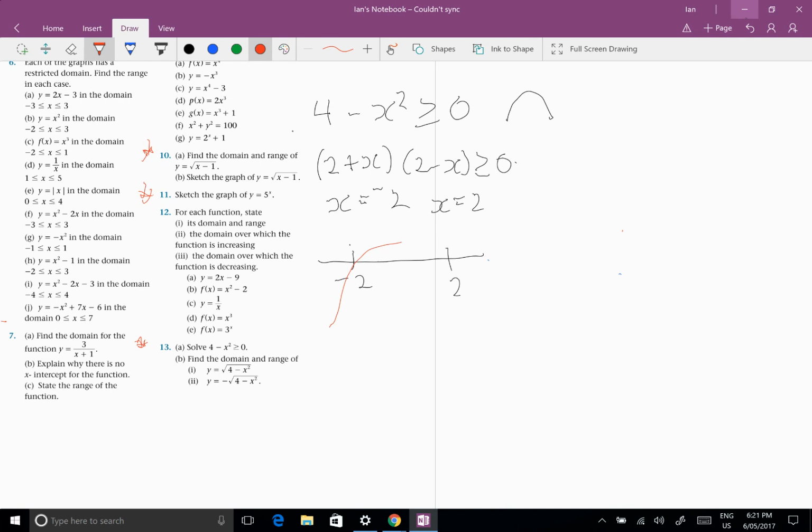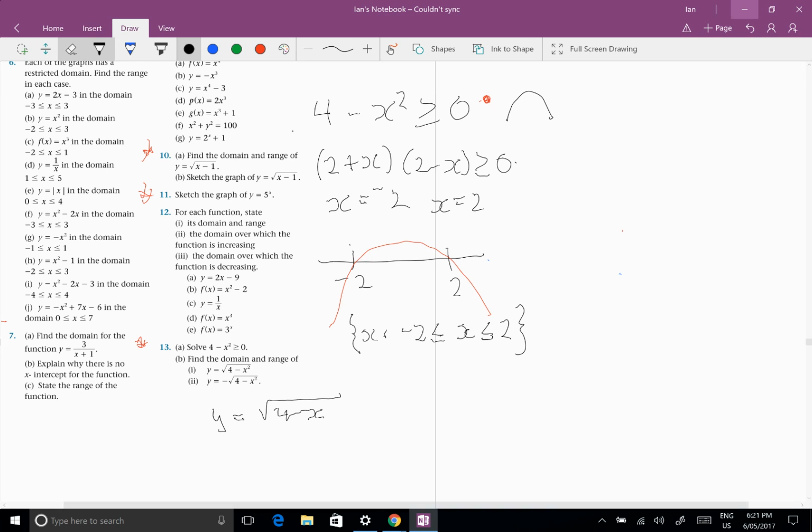It's a negative parabola. Let's look back at this, and we want the part that's above 0. Look here, we want where the parabola is above 0. So we want x such that -2, it can equal it, and there's the solution. But then it says to find the domain and range of those. Well, let's just take this one. Y equals the square root of 4 minus x.